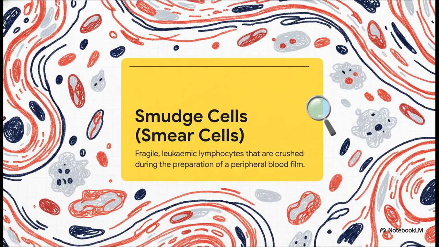So next, we look at the blood film. And this is where we find one of the most classic, pathognomonic signs in all of hematology, smudge cells. Now, these aren't some weird, different type of cell. They're actually just the fragile leukemic B cells that literally get crushed and smeared while the lab tech is preparing the slide. So seeing these is a huge clue for CLL.